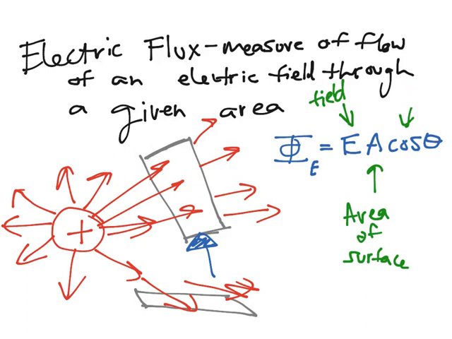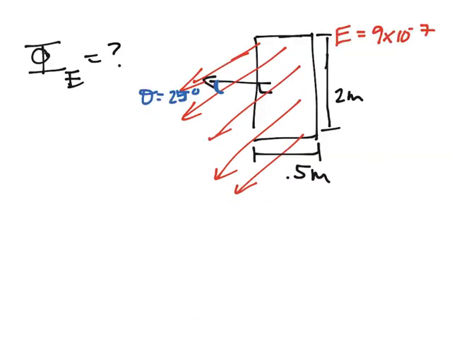Alright, so now we're going to do a practice problem, remember to try it first, and then come back for the answer. Alright, so calculate the total flux from a surface that is 2 meters high, 0.5 meters wide, with the electric field being at an angle of 25 degrees, and an electric field of strength 9 times 10 to the negative 7th Teslas.